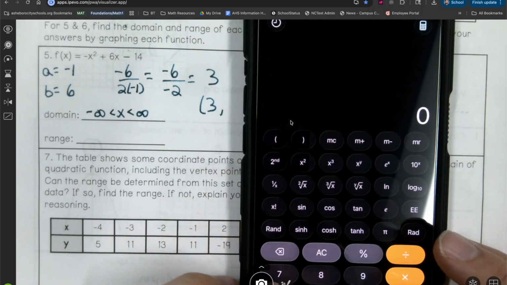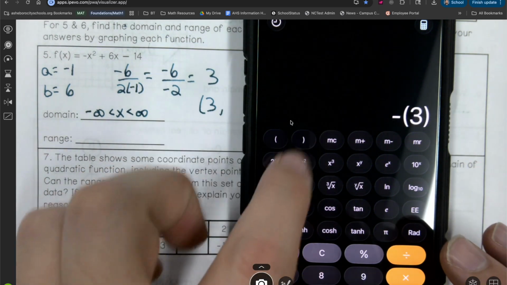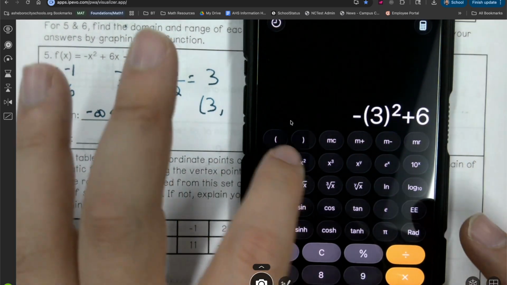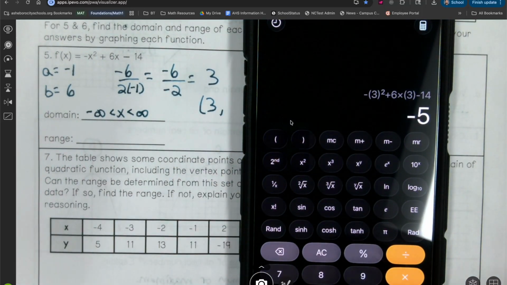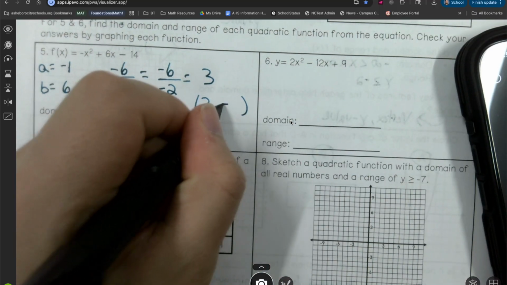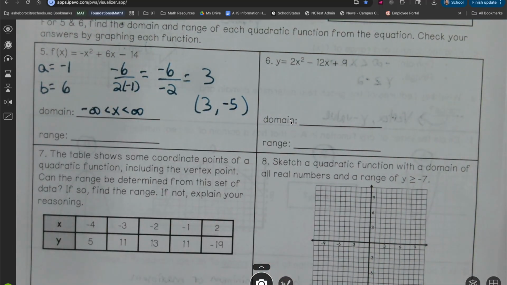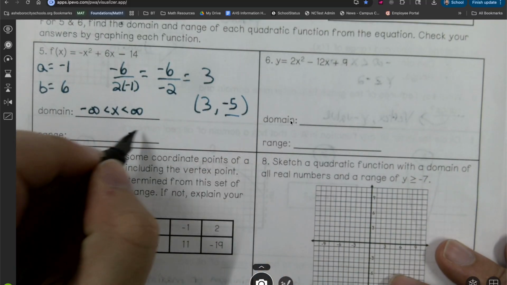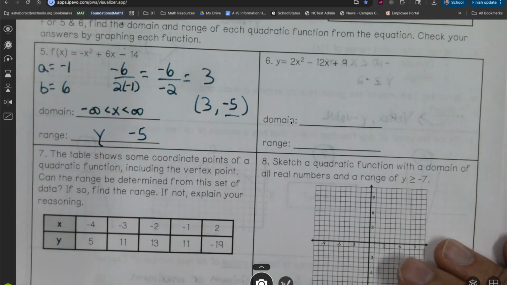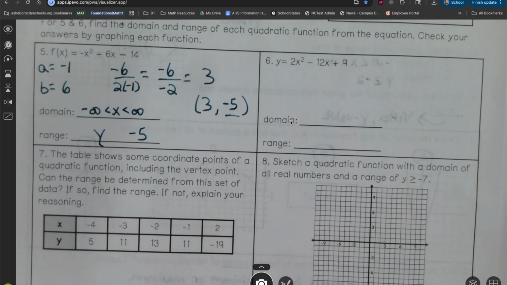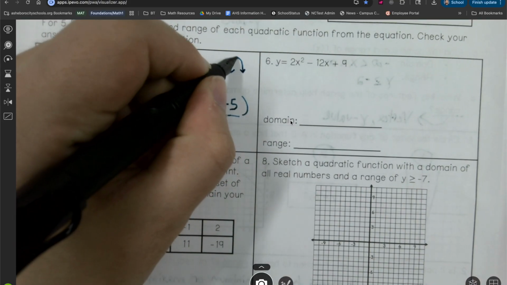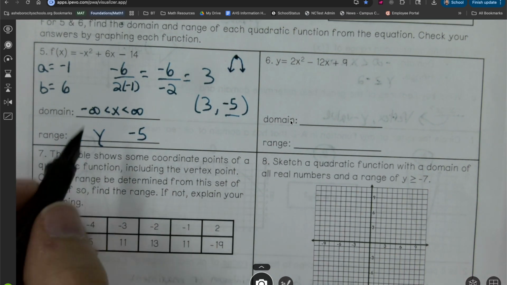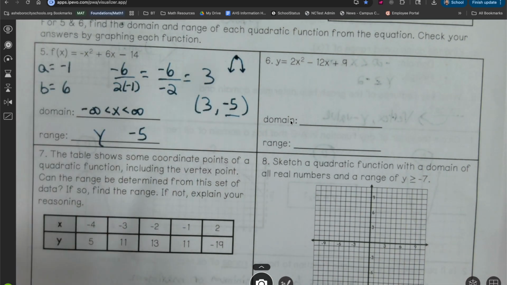let's see here, we got negative 3 squared plus 6 times 3 minus 14. Which is negative 5, which means our y value of our vertex is negative 5. So we know our range has something to do with that. We just need to determine, is it going to be less than negative 5 or greater than negative 5? Well, this negative here is telling me it's opening downward, which means we're going to have a maximum. So it's all going to be all y values less than or equal to negative 5.